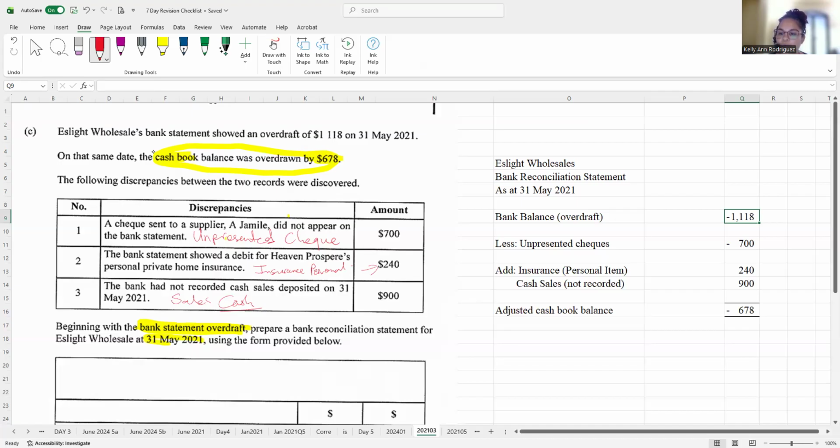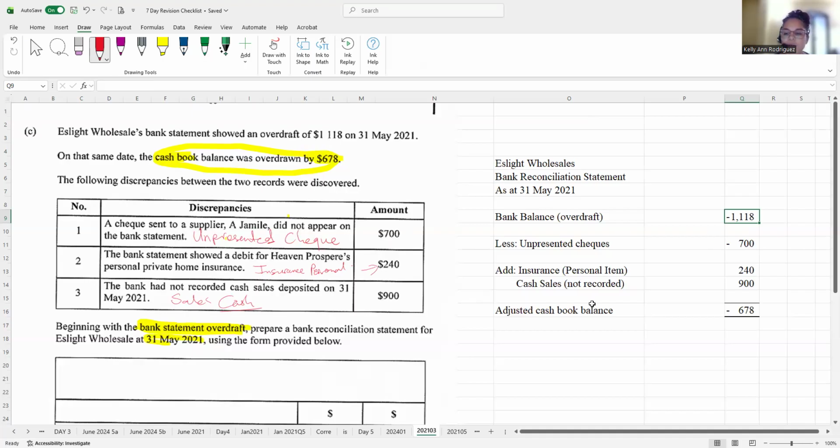So, what do you do? You start with your bank balance, your overdraft balance of a negative figure of 1118. What do you do with unpresented cheques? You less that, because why? It reduces your bank balance. It was not presented in your bank as yet. However, it needs to be reduced from your bank balance. So therefore, you have to minus it from your bank.